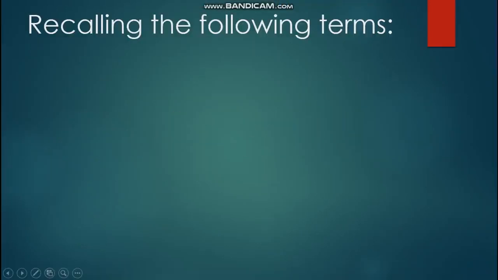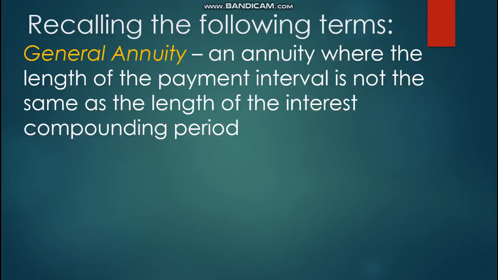Okay, let us first recall the following terms that are necessary in learning how to compute or to calculate the present and future values of a general ordinary annuity. Ano ba yung general annuity? It is an annuity where the length of the payment interval is not the same as the length of the interest compounding period. So, yun ang general annuity. So, ibig sabihin, ito'y kakaiba, iba ito doon sa simple annuity. Kasi sa simple annuity, yung payment interval kaparehas ng length ng interest compounding period. Sa general annuity, magkaiba. Okay?